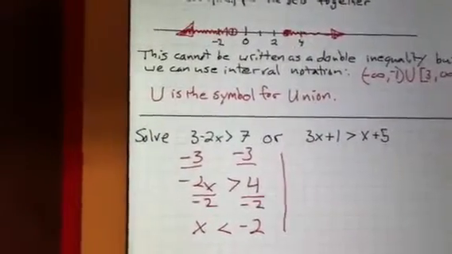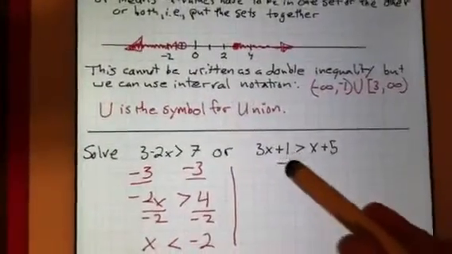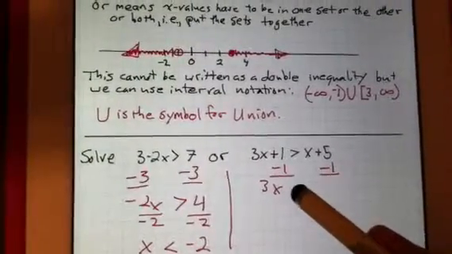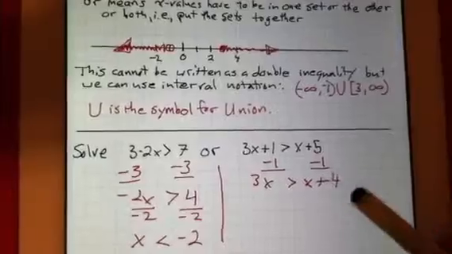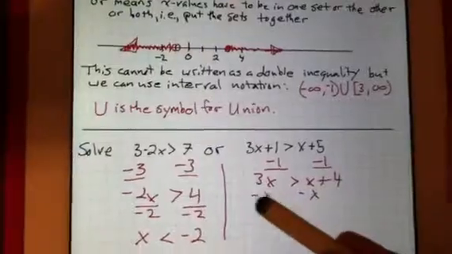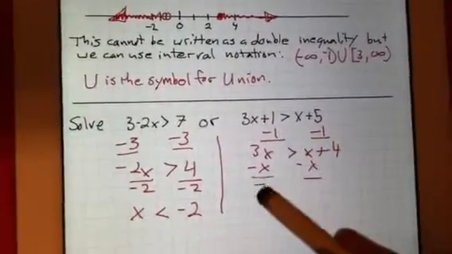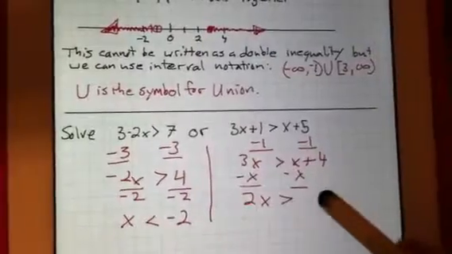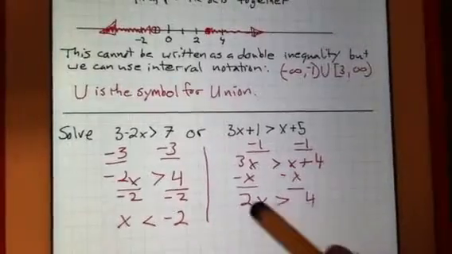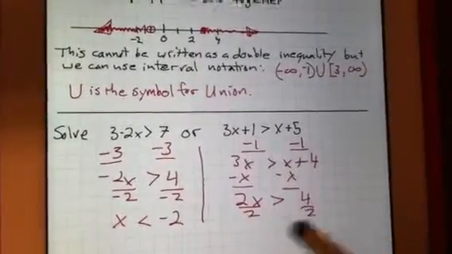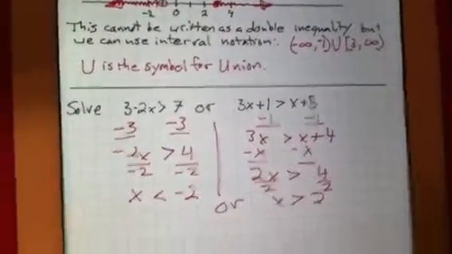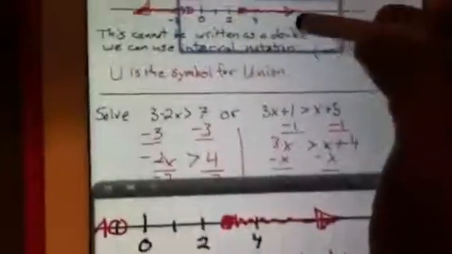Separate them. This one here, I would subtract 1. That gives me 3x is greater than x plus 4. And then I would move the x to the other side. Minus x. And that gives me 2x is greater than 4. And then divide by 2. And I get x is greater than 2. Okay, and here the connection is "or." So let's draw a number line and double check to see what this is.